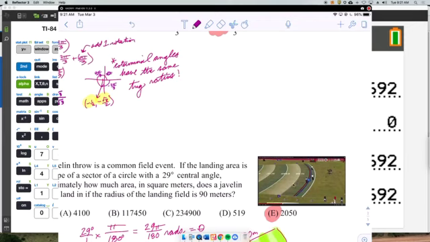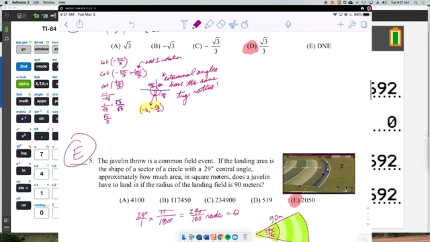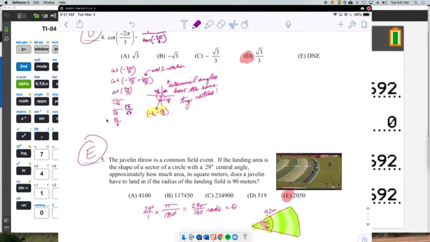So the javelin field is a sector of a circle. Okay. So I wrote a question about a javelin. And I actually Googled dimensions of a javelin field. So these numbers are hot off the press. This is a true story, guys. The javelin throw is a common field event. If the landing area is in the shape of a sector of a circle, and I gave you this little icon here, although you didn't get it in color, with a 29-degree central angle.